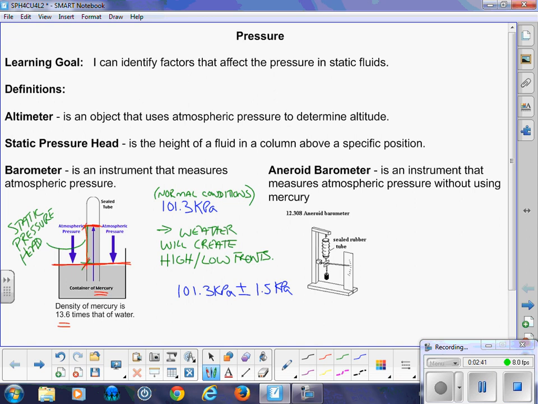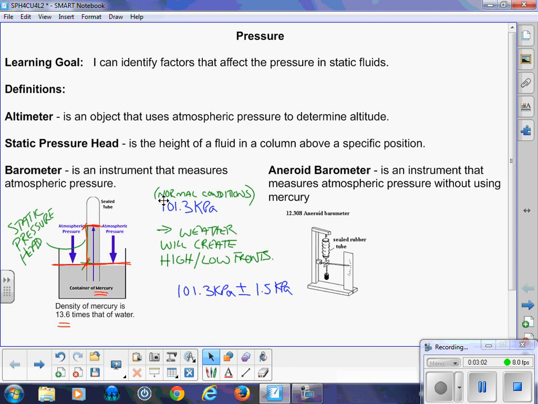We use mercury because it's more dense and it won't rise up as high. If we were using water, then we would need a tube that is very, very long because the water would move up significantly high. Whereas mercury, because it's more dense, takes more work to push it up the tube. It's a little nicer because the tube doesn't have to be nearly as long.